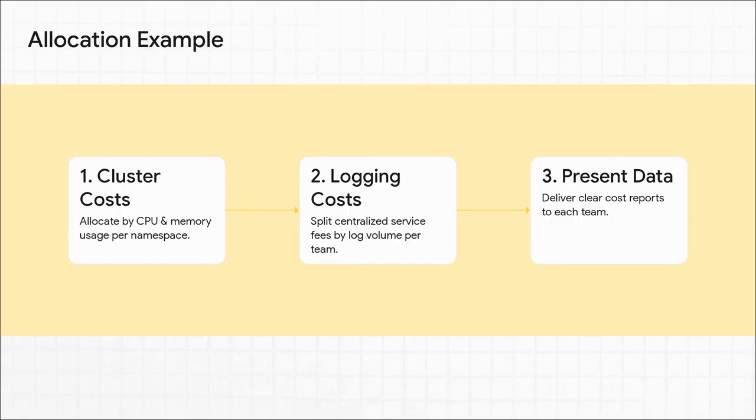Step 1. You go in and you measure the CPU and memory that each team's namespace is consuming, and you allocate the core cluster costs based on that. Step 2, you look over at your centralized logging service and you divide those costs based on the sheer volume of logs each team is sending its way. And then step 3, and you cannot skip this, it's absolutely critical. You present all that data back to the teams in a report that's actually clear and easy to understand.